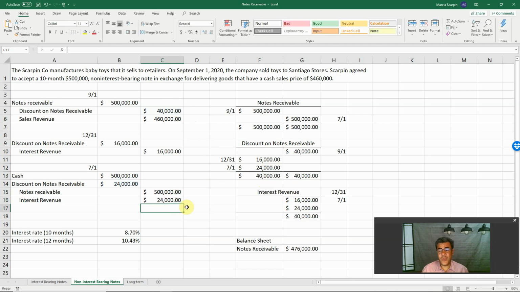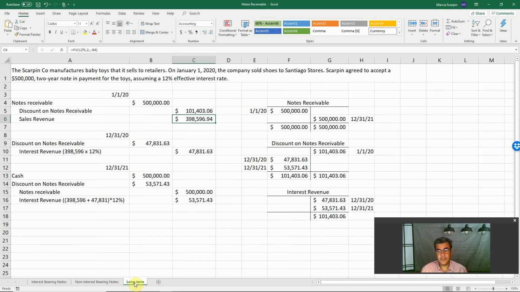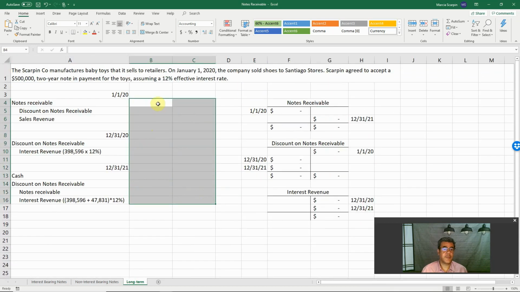So we can work here with one journal entry, that is what we have done here, or two journal entries, one cash and notes receivable, the second one discount and interest revenue. So this is the non-interest bearing notes. What about the long-term notes? The long-term notes, we have a difference here. Let's do it together. So it's just like a non-interest bearing note. However, we have interest here. How do we do it?